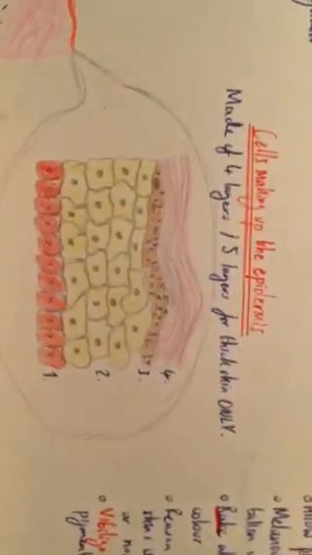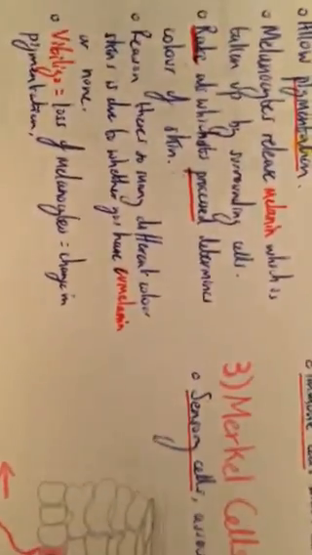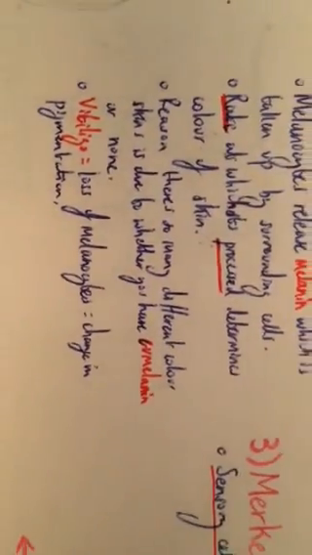So there are other important cells in the epidermis. This is our close-up of the epidermis, okay. We'll go through them quickly. Number 1, melanocytes. These melanocytes allow pigmentation. The melanocytes release melanin, which is taken up by surrounding cells. The rate at which it's processed determines the color of skin. The reason why there are so many different skin colors is due to the type of melanin, eumelanin or none. Vitiligo is a loss of melanocytes, a change in pigmentation.